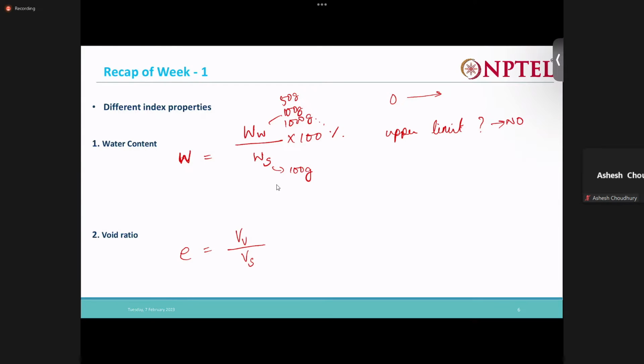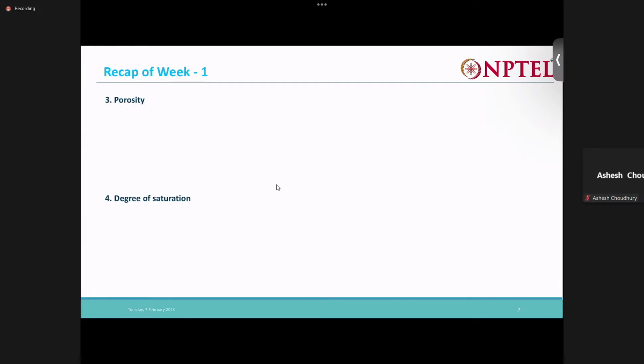Okay. So similar to water content, there is no upper limit to this. Upper limit to void ratio, it can be 0, it can go up to anything. So next we have the porosity. Porosity is represented by small n and is defined as volume of voids by total volume into 100%.